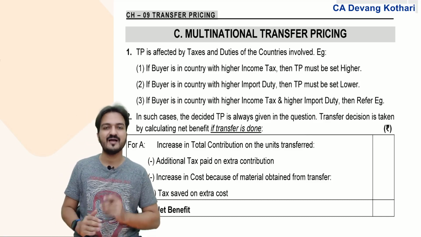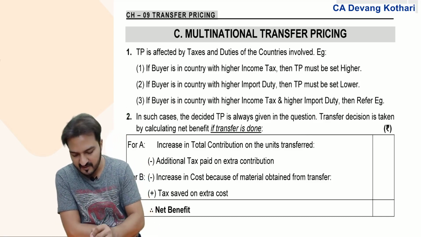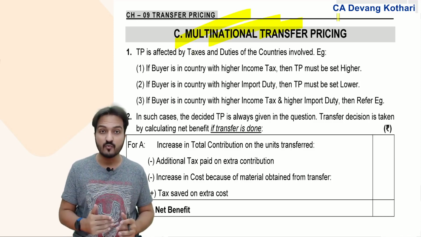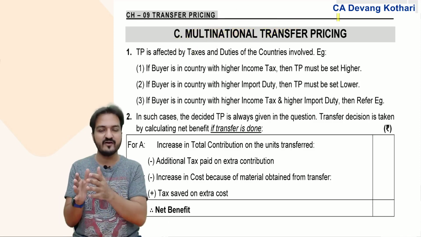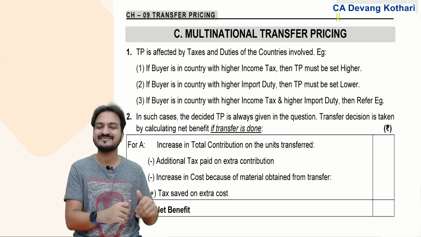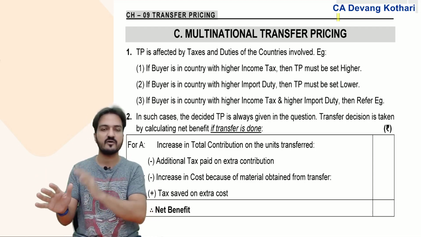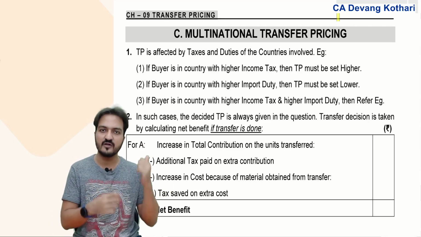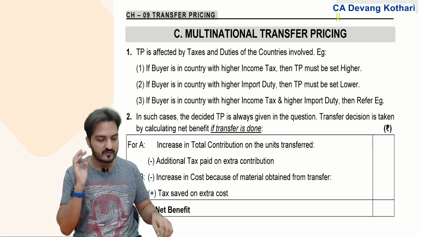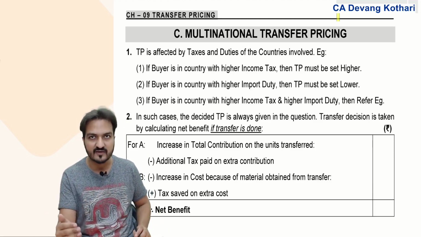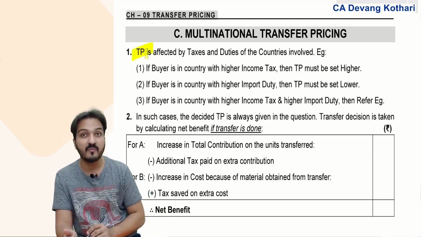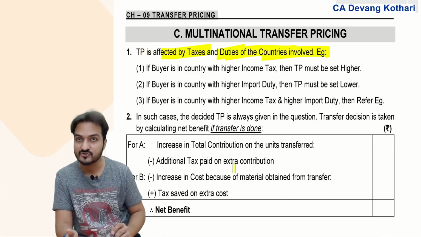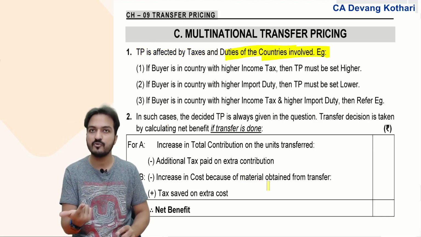Okay, then going further, the last part of the chapter was regarding multinational transfer pricing, also called international transfer pricing. This topic is involved when one division is in one country and the other division is in another country. Division A is in a different country, division B is in a different country, and they do transfers between these divisions, then it falls under multinational transfer pricing. Now, when the question involves more than one country like this, transfer pricing might be affected by taxes and duties of the countries also. It might be affected by income tax and import duties of these countries.